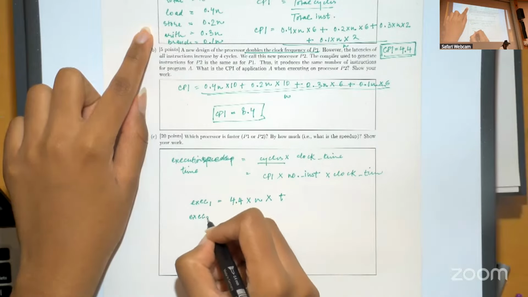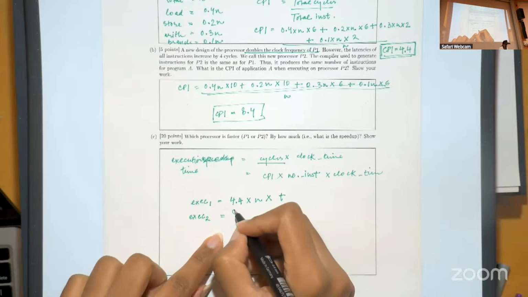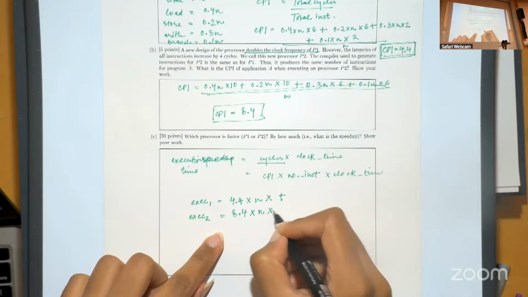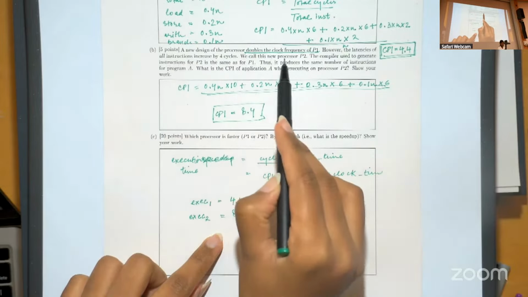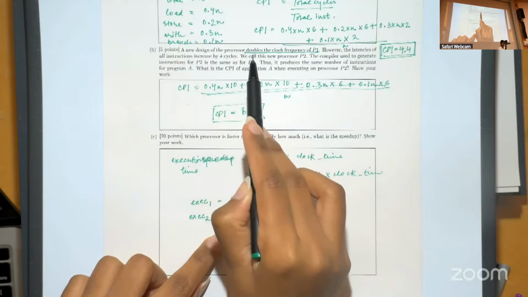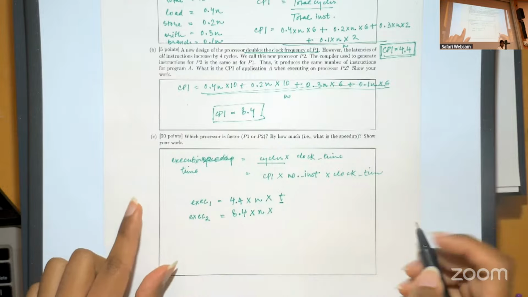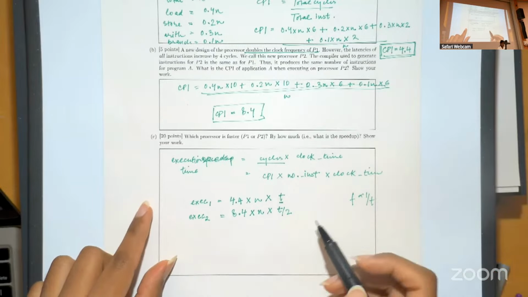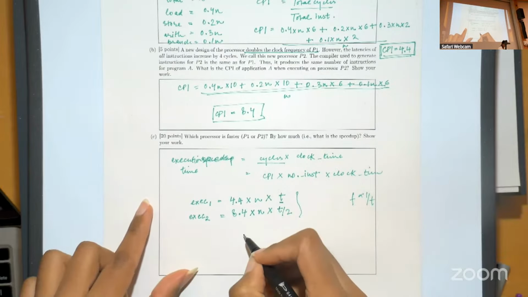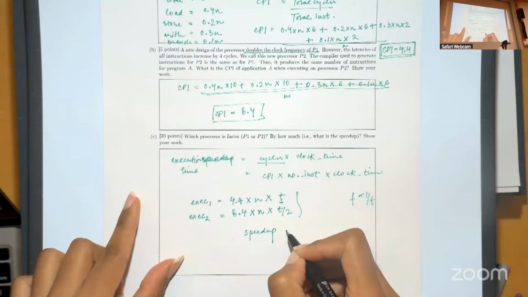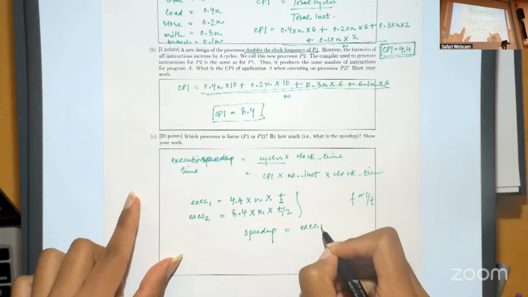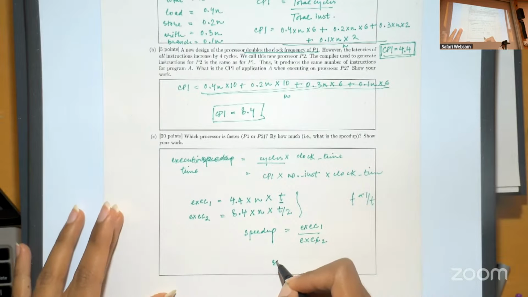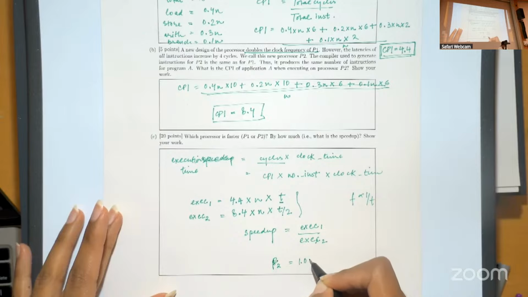Now for processor 2, let's say its execution time is execution time 2. Again, the CPI is 8.4, the number of instructions is again the same, and here the clock time is different. As you noted in the second part, we were told that the new design of the processor doubles the clock frequency of P1. Since the frequency is double, the clock time would be half, because frequency is the inverse of time. So this was the motive of giving that. Now we have both execution times and we can compute the speedup. Let's say execution time 1 by execution time 2. If you do that, you will get that processor 2 is 1.25x faster than P1.